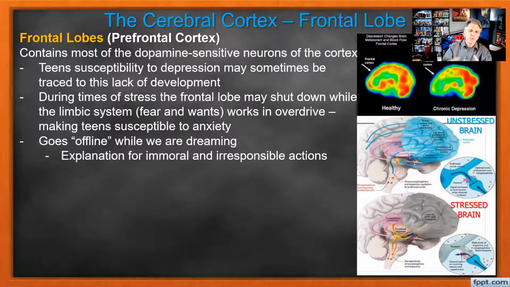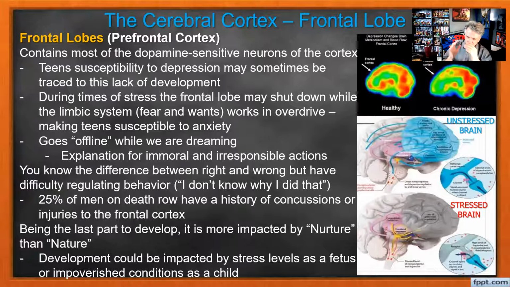This is the explanation for immoral and irresponsible actions, not only in our dreams, but when we're awake and our frontal lobe isn't quite taking over. You know the difference between right and wrong, but you have difficulty regulating this behavior. Again, I don't know why I did this. 25% of men on death row have a history of concussions or injuries to the frontal lobe. This is also why there's a big debate of when kids should start playing contact sports, helmets, all these things.